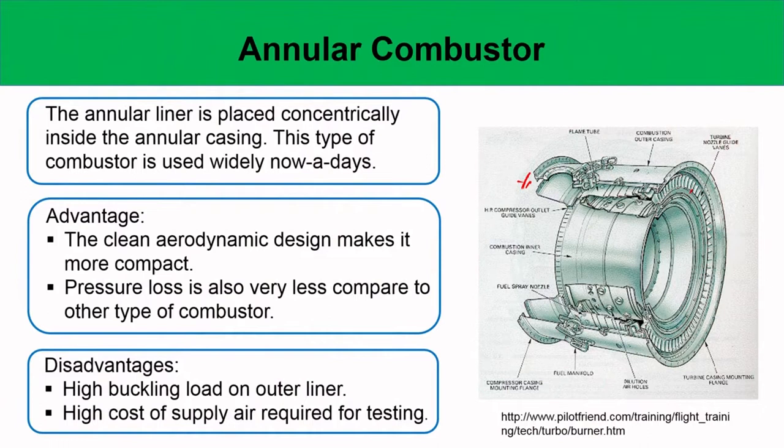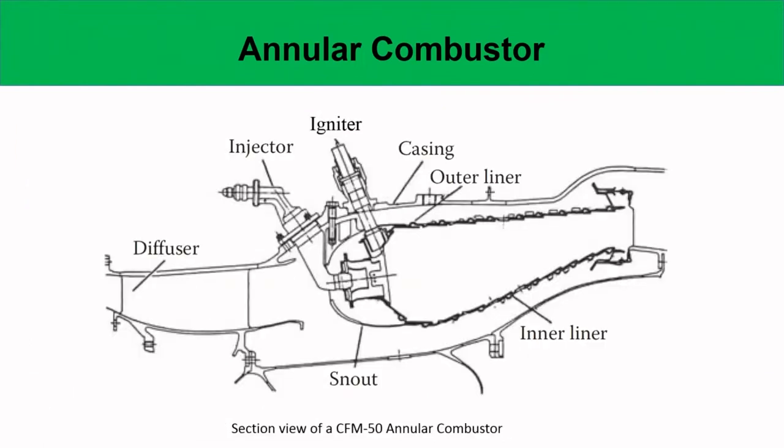The disadvantage is that because there is less metal, there is less material to take the buckling load. The outer liner takes a huge buckling load, and there is a high cost of air supply required for testing. It's very difficult, though people do it: the combustor has to be developed systematically from one injector to multiple injectors to full annular testing. So development is more difficult and challenging than for a single can type combustor. We'll talk more about this annular combustor.